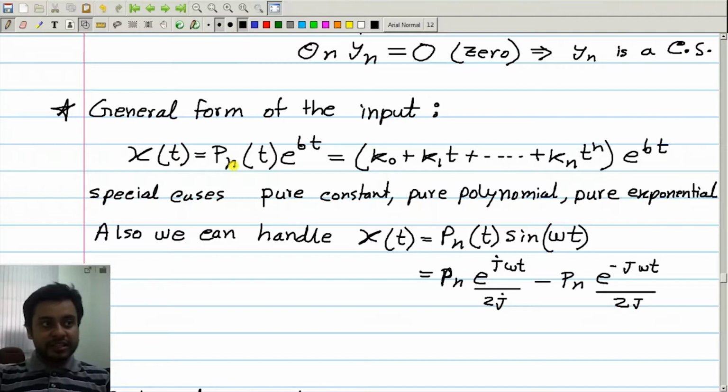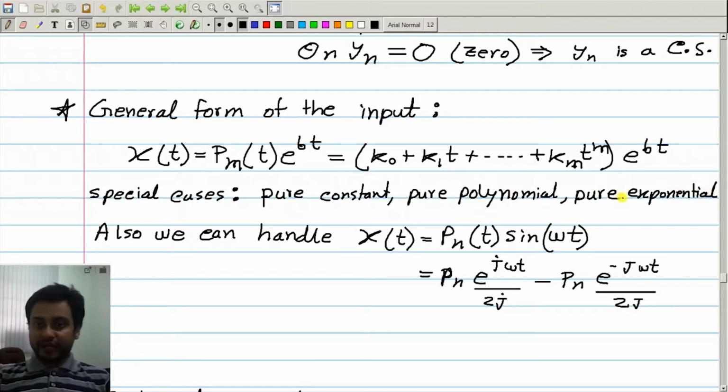This n need not be the same as this n, that is the order of the system. So let me call this Pm. Okay, so here also it will go up to km t^m. And then this general form includes these special cases of pure constant input, or pure polynomial, or pure exponential.